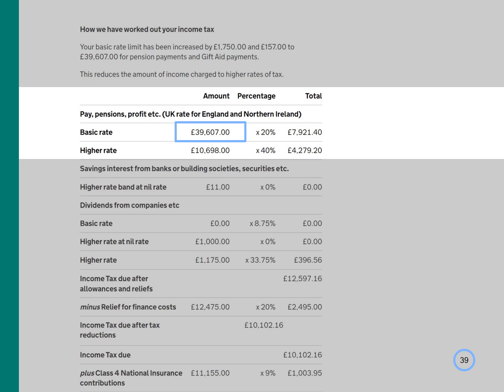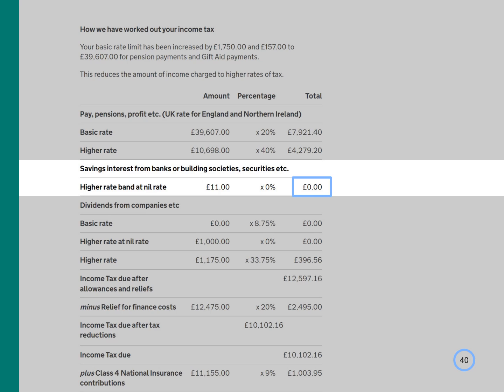We then show you how the income tax has been worked out at the different rates on your pay, pensions and profits. Note that the amount charged at the basic rate is the revised amount due to the pension contributions and gift aid payments. If you haven't claimed any tax reliefs, this would be the standard amount of £37,700.